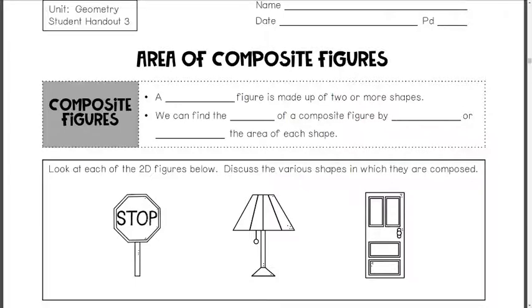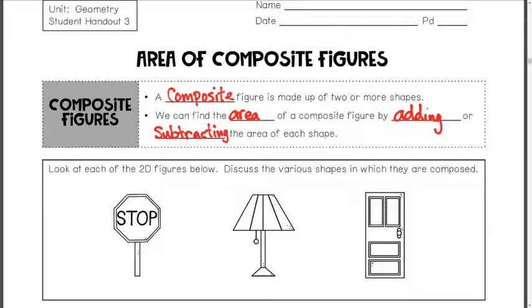Welcome back. Today we're going over area of composite figures. Now, area of composite figures basically means that we are taking the area of a composite. Well, a composite figure is made up of two or more shapes, and we can find the area of a composite figure by adding or subtracting the area of each shape.